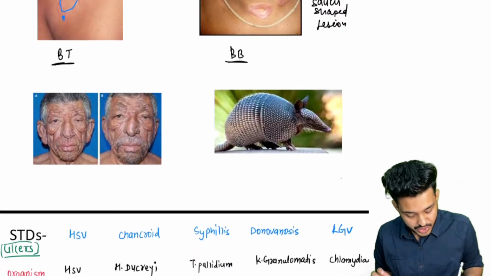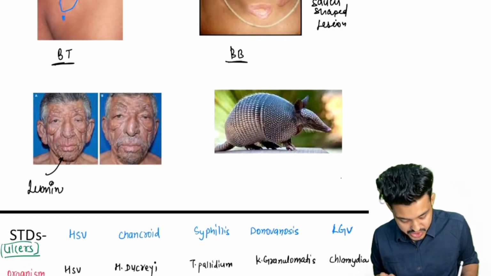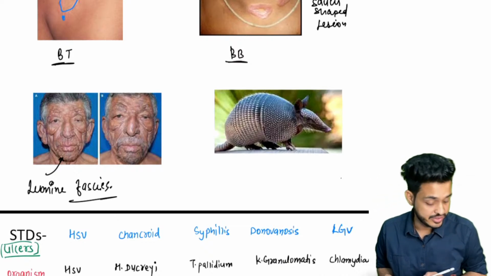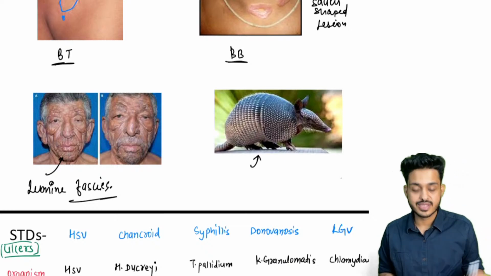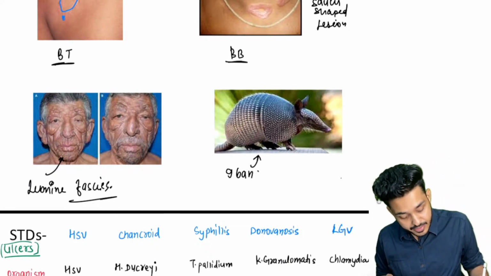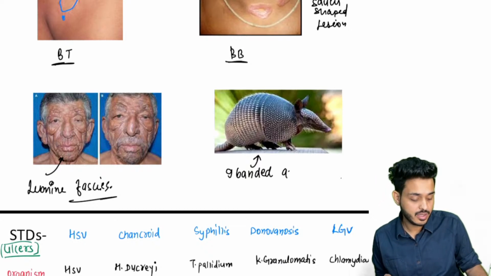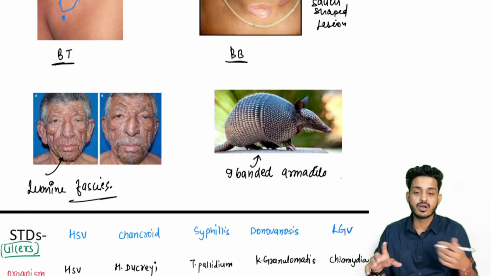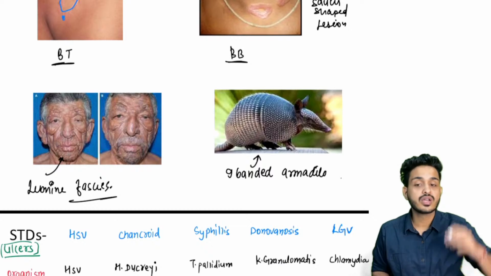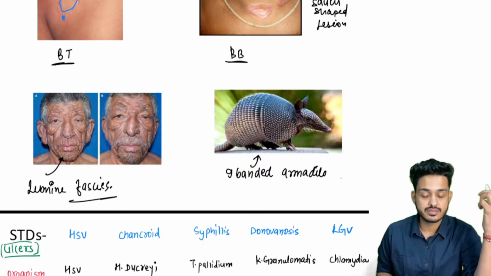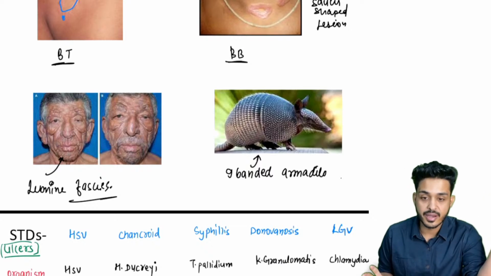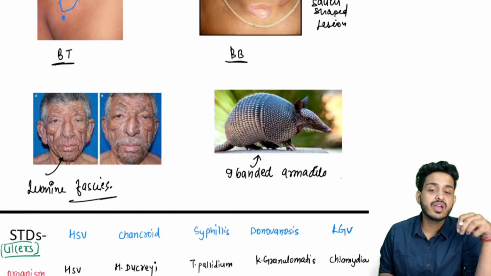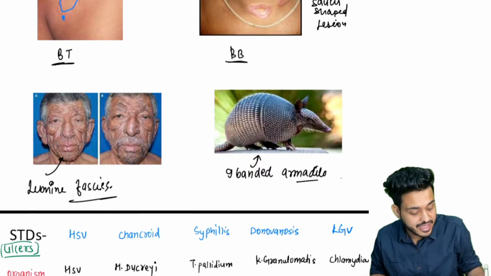And this one is leonine facies. This one is your leonine facies. Okay, and what is this organism? This organism is 9-banded armadillo. I have asked you, does it follow Koch postulate or not? So in Koch postulate, Robert Koch said that every organism will grow in a culture media, but this cannot be grown in a culture media. So for growing Mycobacterium leprae, we are using a different organism, that is 9-banded armadillo.